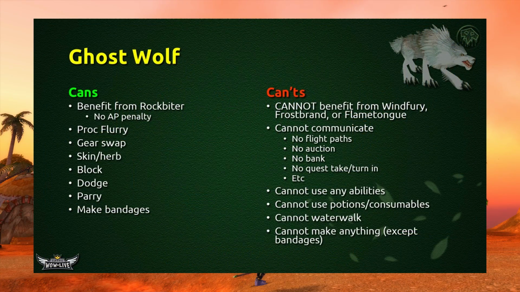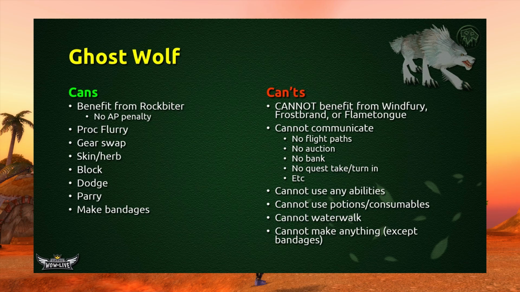What's interesting is you cannot benefit from Wind Fury, Frostbrand, or Flame Tongue. So the only weapon imbue that works in Ghost Wolf is Rockbiter. I think this is due to the fact that Rockbiter is an internal attack power buff. You see it in your gear sheet. When you open up your character sheet, you see the attack power bonus. Wind Fury, Frostbrand, and Flame Tongue are more like auras or something, and they don't work like Rockbiter does at a fundamental level, and that's why Rockbiter works. So definitely keep that in mind.